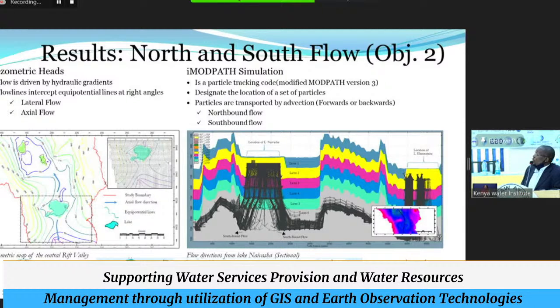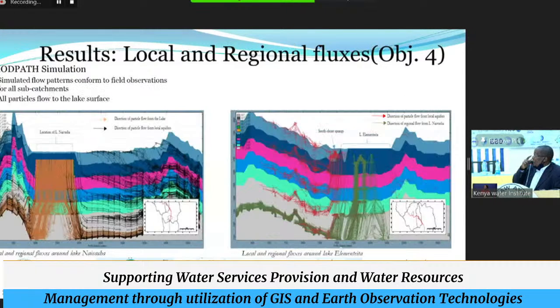And the first image on your left is also showing you from plan view that it's possible for you to see those flows from Naivasha, how they are moving northwards and southwards. Next, please.